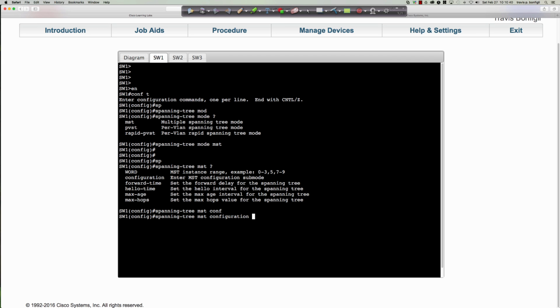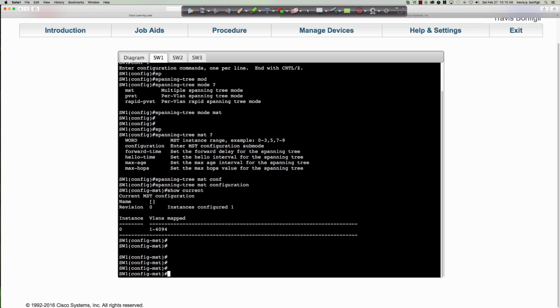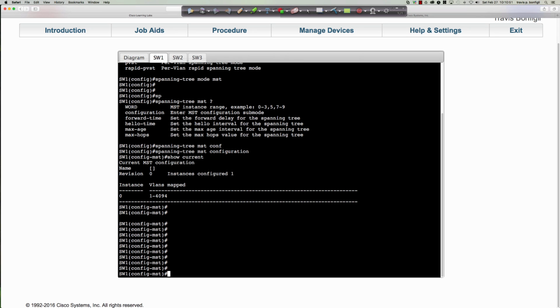So let's get into configuration mode here. I type in spanning-tree mst configuration. Let me say show current, right? And show current is a great command because it shows you what's currently configured. And this leads to a very important part of the conversation, which is, okay, I see that I have no name, my revision number is 0, and here is your VLAN to instance mapping, right?